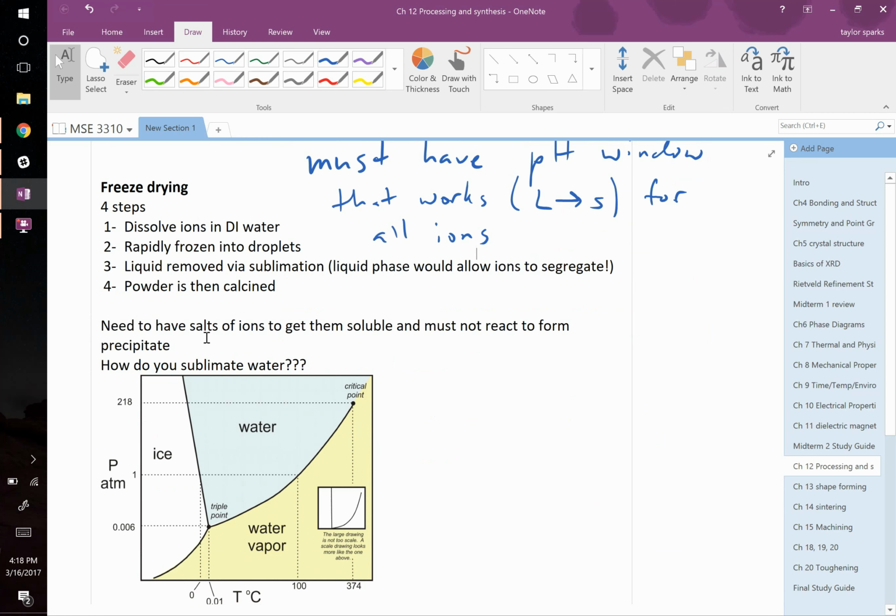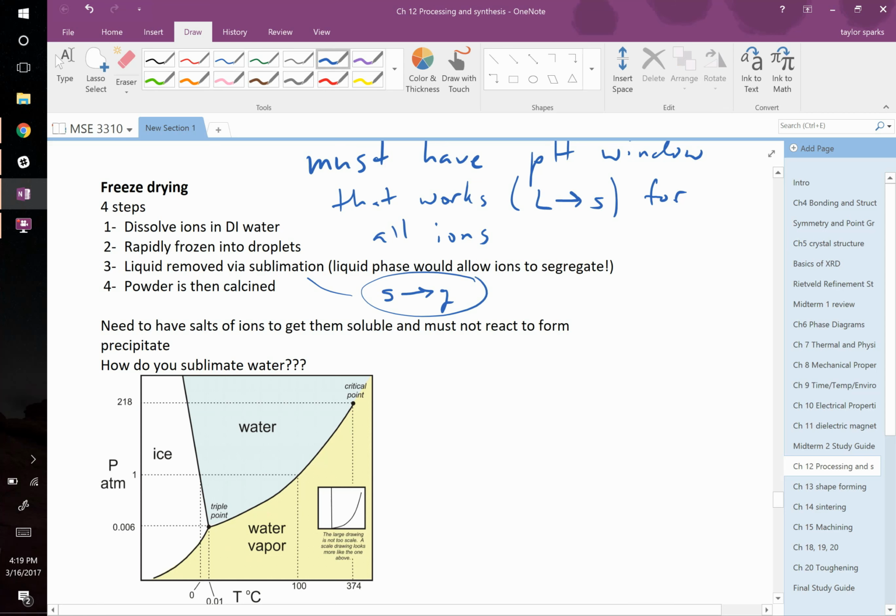And there's 4 steps, right? First step, you dissolve your ions in deionized water. So just like before with co-precipitation, you have to get them dissolved, right? Then step 2 is you rapidly freeze into droplets. 3, the liquid is removed via sublimation, right? Sublimation meaning that you never actually form a liquid. You go straight from the solid to the gas phase, right? That's sublimation.